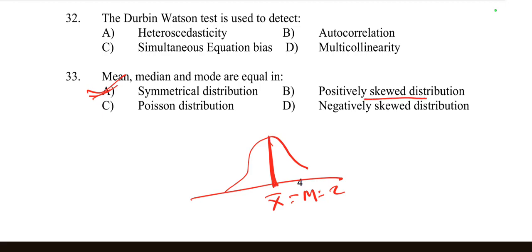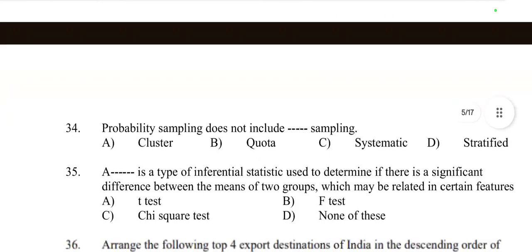When mean is greater than median greater than mode, it is called positively skewed. When mean is less than median less than mode, it is called negatively skewed. But the question asks for mean, median, mode being equal, which is a symmetrical distribution. So option A is right.